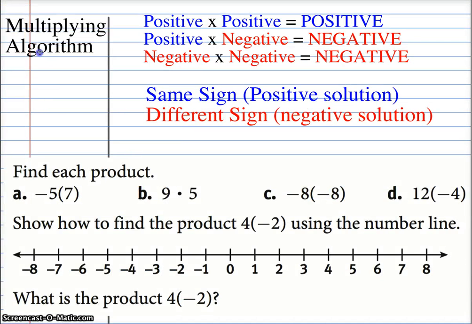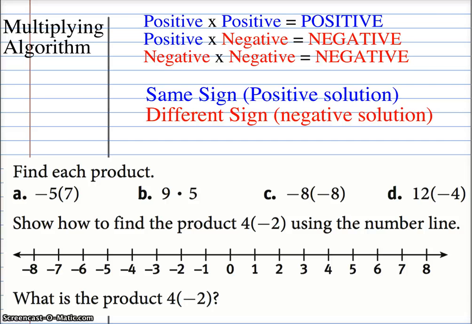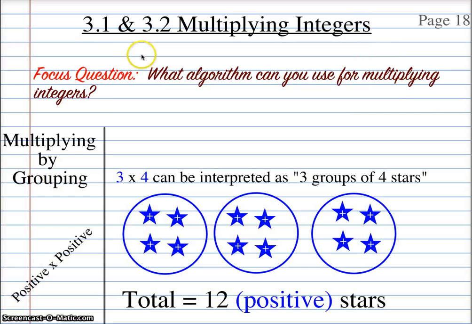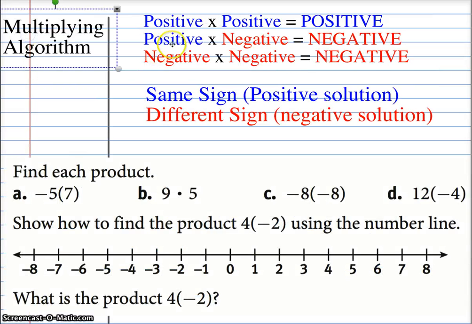Okay, so this is our algorithm. Remember, well, maybe you don't remember, here at the very top it says, what algorithm can you use for multiplying integers? That is, what set of rules or what set of steps can we use to multiply integers. Here it is, our multiplying algorithm.